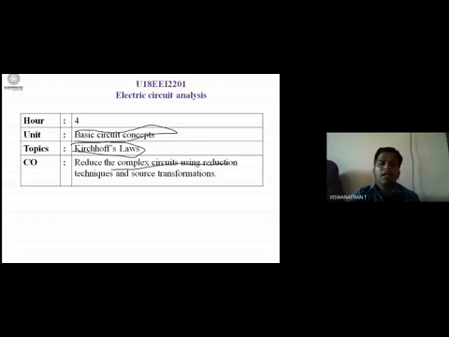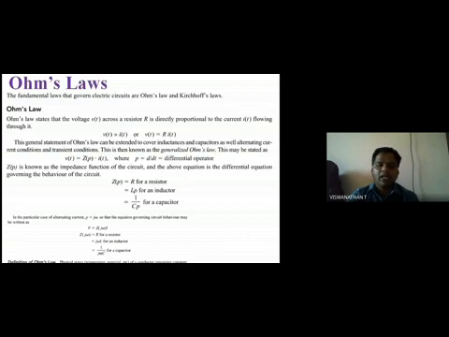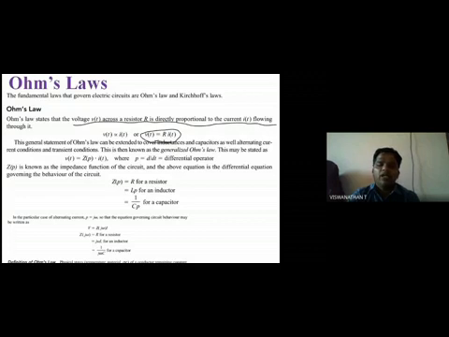Ohm's law, we all know. Ohm's law states that the voltage across the resistor is directly proportional to the current flowing through that circuit or conductor. Applying this and including the resistance value, v(t) is equal to R times i(t). This is applicable for inductors as well as capacitors.